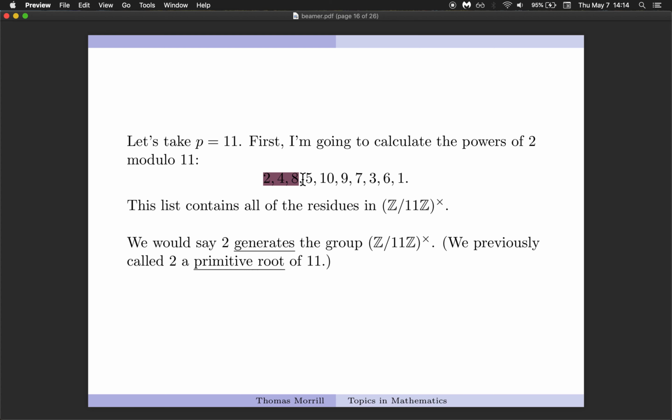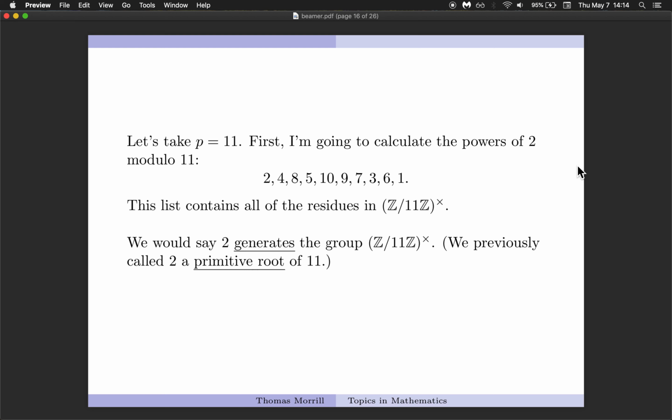The smallest power of 2 to give me the identity element is 1, 2, 3, 4, 5, 6, 7, 8, 9, and 10, right? 2 to the power 10 is 1 modulo 11. Since that list has every single residue in here, that means this group is cyclic, right? Every single one of these residues is just some power of 2.